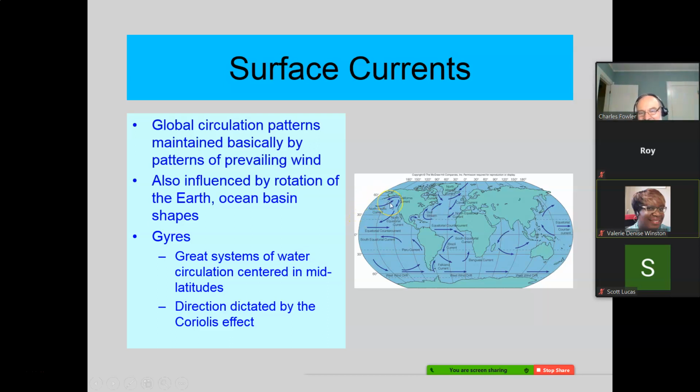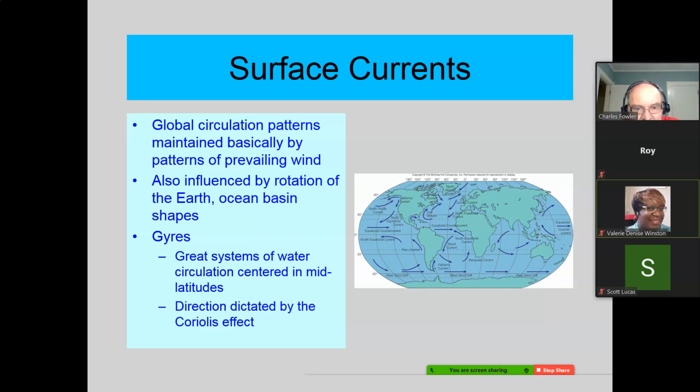In the Pacific, you have sort of a mixed bag. You have some gyre in the southern part, but the opposite gyre further north. Down here, just like you saw in the South Atlantic, the South Pacific follows that. The Indian Ocean, they follow that. But in the northern part of the Pacific, it goes in the opposite direction. So, great systems of water circulation centered in the mid-latitudes, and the direction is dictated by the Coriolis effect, which we saw with winds. We've seen it in a couple of different situations.